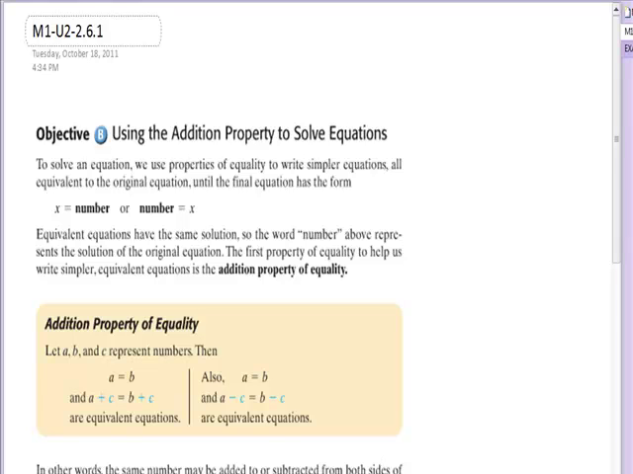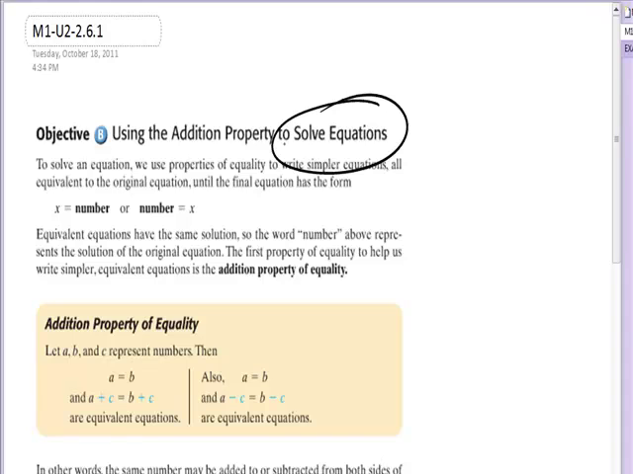Okay, this is the first of several lessons that are going to help you learn how to solve an equation. We're going to start with what we consider to be rather simple equations, what might be called one-step equations, and then throughout the lessons we'll move to more complicated ones.